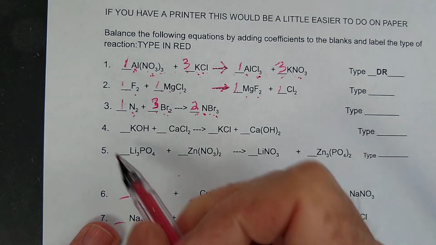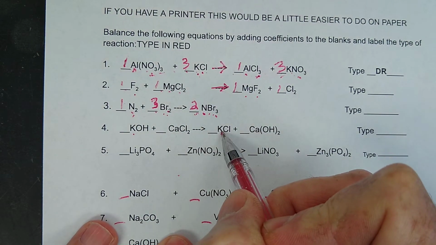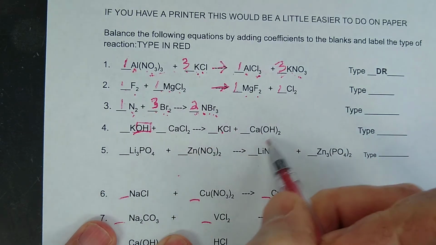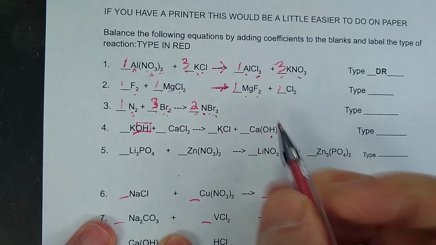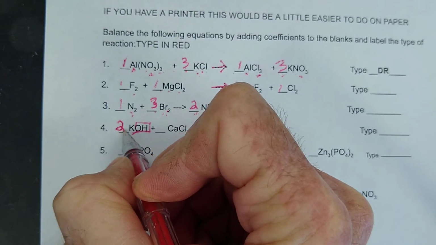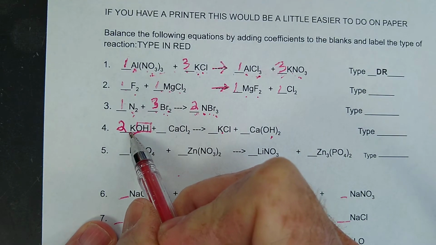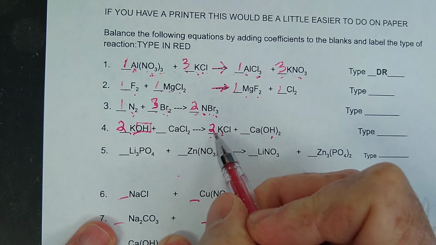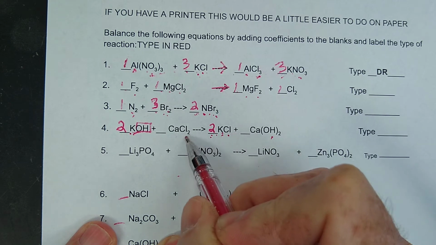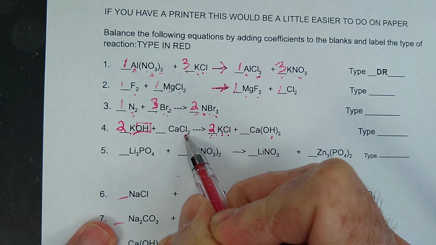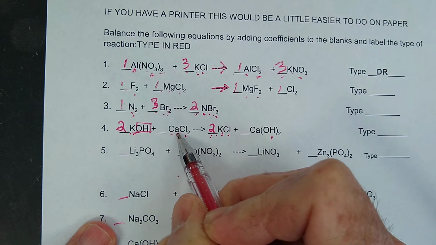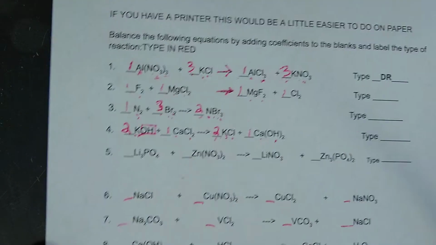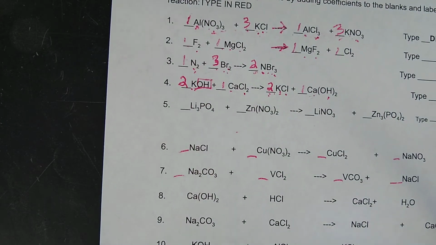Let's try some more. There's 1 potassium and 1 potassium. There's 1 OH here, and there's 2 OHs here. So I'm going to put a 2 there. Now that gives me 2 potassiums. So I'm going to go back. I'm going to put a 2 here. Now I have 2 potassiums. Now I have 2 chlorines. Oh, there's 2 chlorines there, so that's good. 1 calcium, 1 calcium. We're done. 2, 1, 2, 1. See how I'm working these? So I'm working these with you.